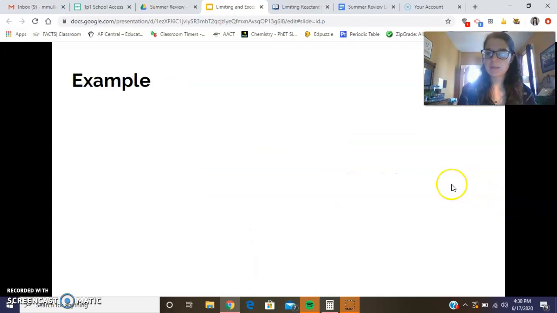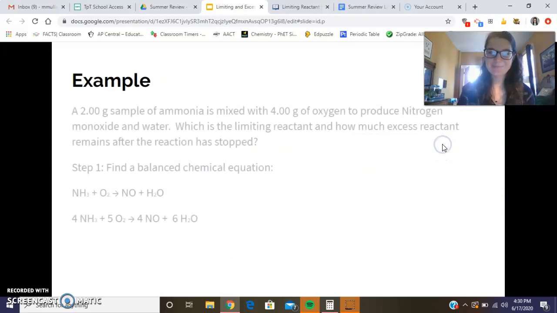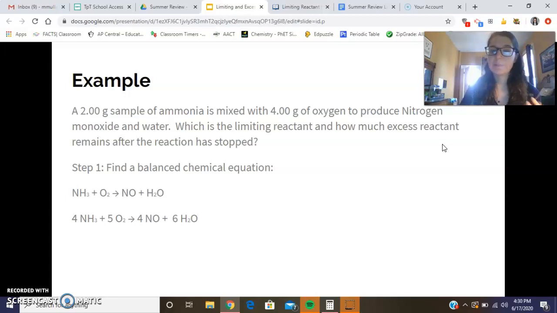So here's an example that actually uses some chemistry. We have a 2-gram sample of ammonia. We're mixing it with a 4-gram sample of oxygen to produce nitrogen monoxide and water. What is the limiting reactant, and how much excess reactant remains after the reaction has stopped?